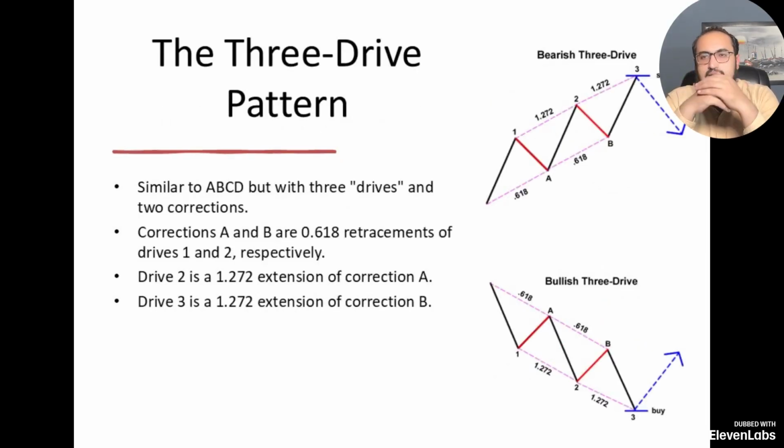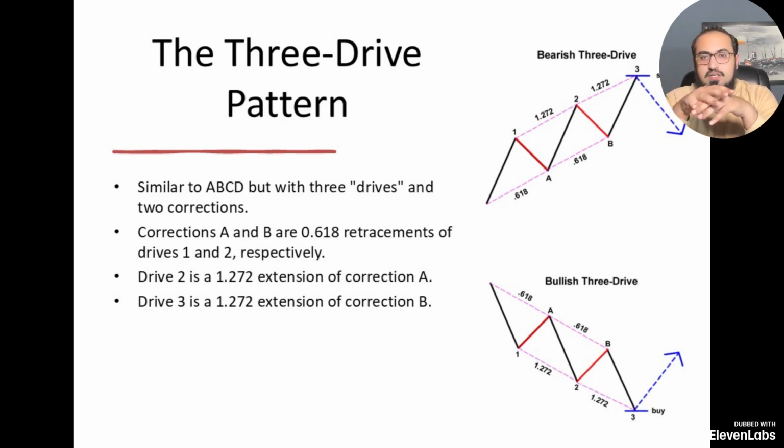Then you have the three drive pattern. It is just like the ABCD pattern, but it has another wave, the third wave. That is why it's called the three drive pattern. In this, we have two corrections and 3 impulse waves, just like the Elliott wave 5 wave pattern, you could say. So when this is complete, we get a retracement. The calculation we have is simple. The first wave, the second wave, and the third wave need to be equal. Just like ABCD, the time it takes to complete the 3 waves should be equal.